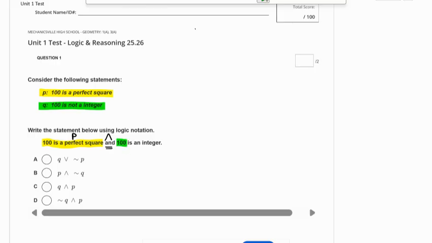Then we have 100 is an integer. That mostly matches with Q, but the original Q had a not. This no longer has a not. That means this portion of our sentence is negated Q. So we're looking for the multiple choice answer that is P and negated Q, and that would be answer choice B.